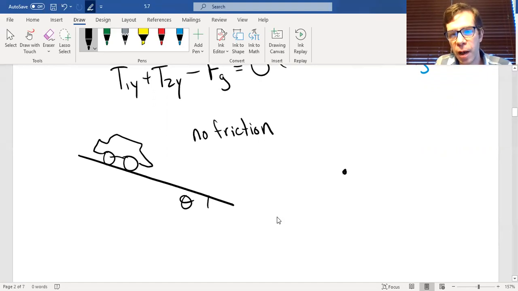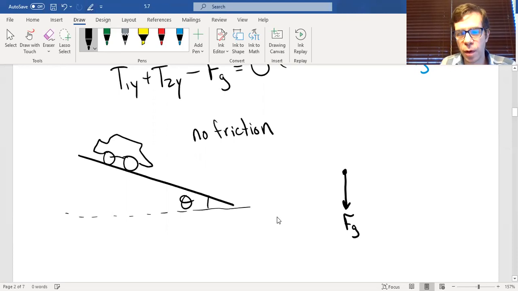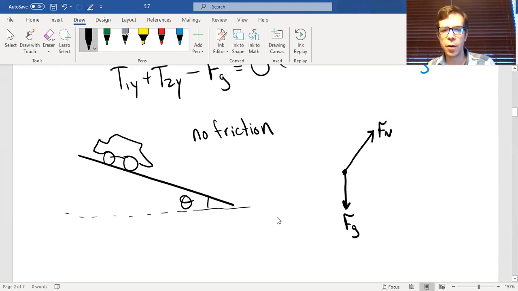So if we look at a free body diagram for our car, we have the force of gravity is always straight down. That's what we're measuring against here, right? Is the horizontal. That's how we describe our angle of incline. But now our normal force is perpendicular to the surface that the car is on. So that's going to point out this way. And are there any other forces here? We said there was no friction. There aren't any ropes or anything. There's nothing else to give us any forces.